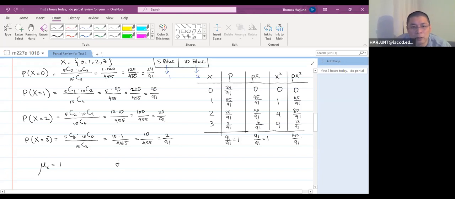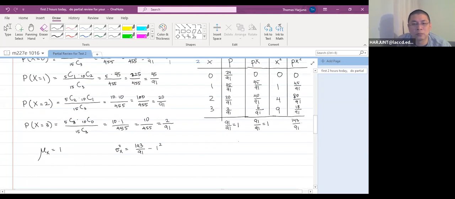Okay, the variance is 143 over 91 minus 1 squared. Okay, the formula for variance is the sum of px squared minus the square of the sum of px. Okay, I hope you remember that. Then from there, if you want to use a calculator, go ahead.